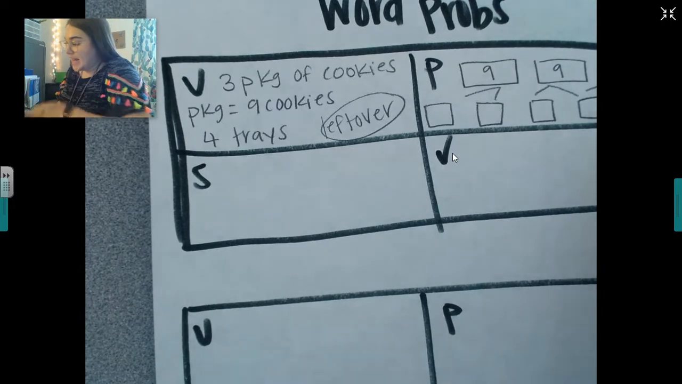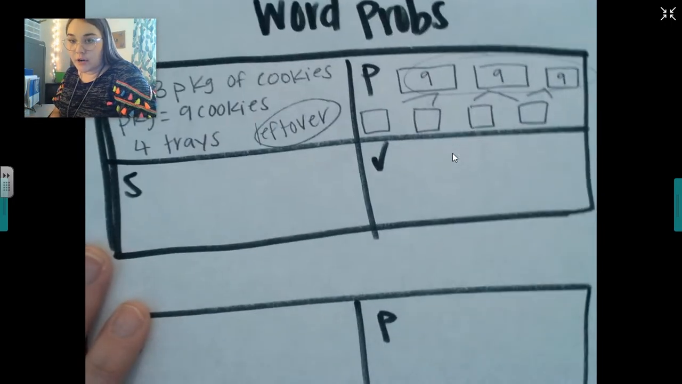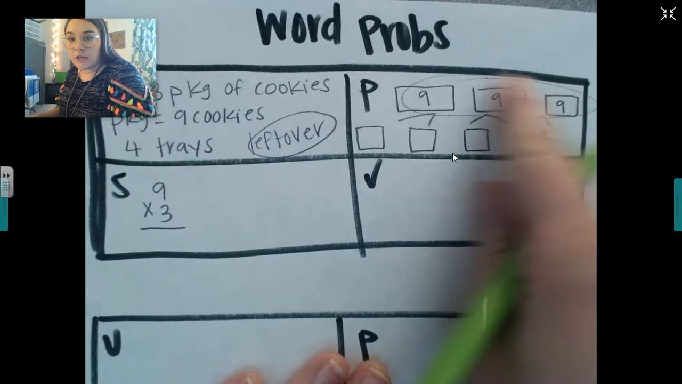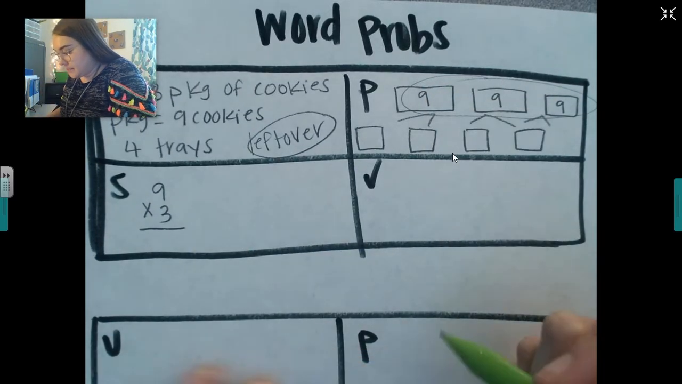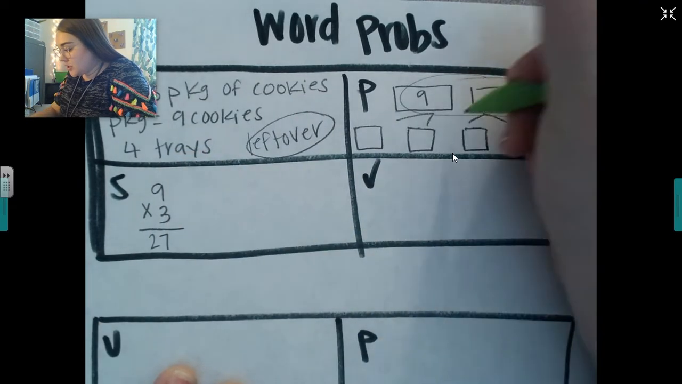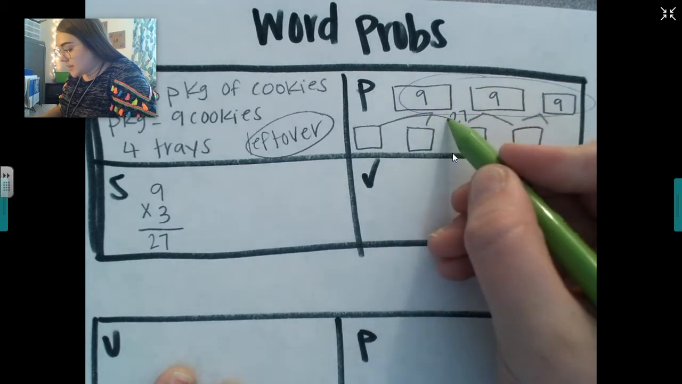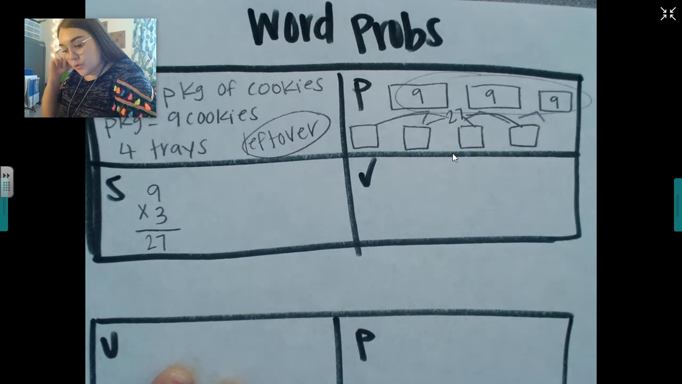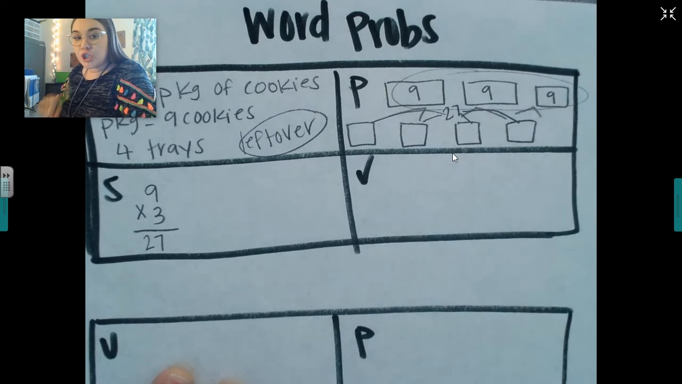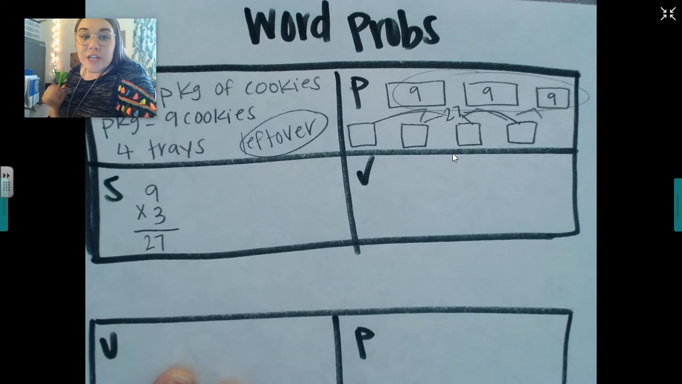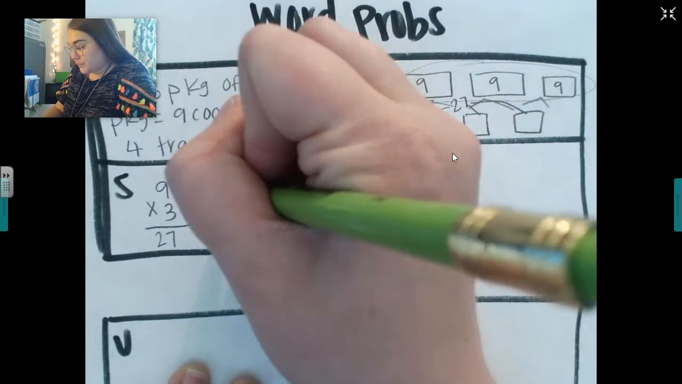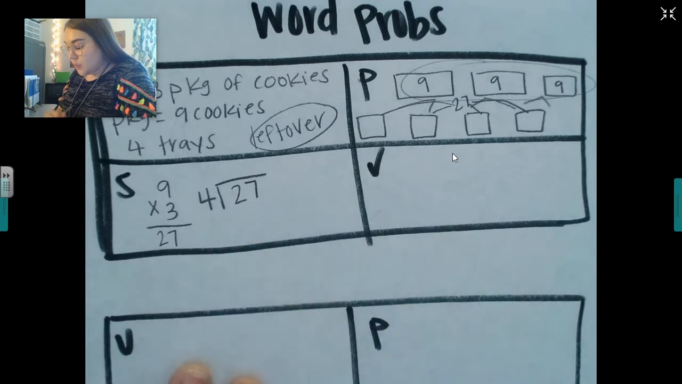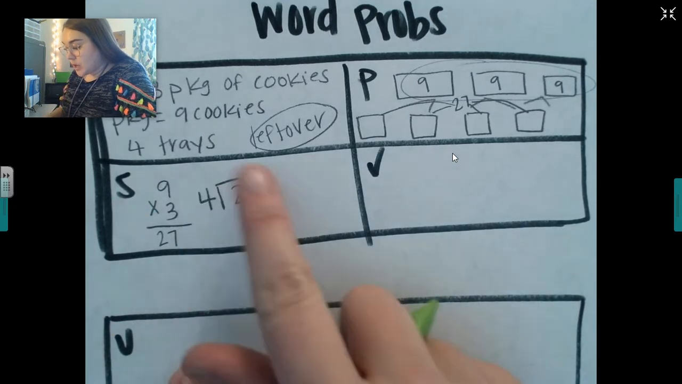So I'm thinking I need to figure out how many cookies she has all together. So I want you to take 9 and multiply it by 3. That'll give you your total amount of cookies. So take 9 and multiply by 3. What's 9 times 3? 27. So now I know she's got 27 cookies. So now she's got to take all 27 of these and put them into each of these trays. So if I am taking something and putting it into groups, that should show you that you have to divide when we're putting something into groups. So let's do 27 divided by 4.